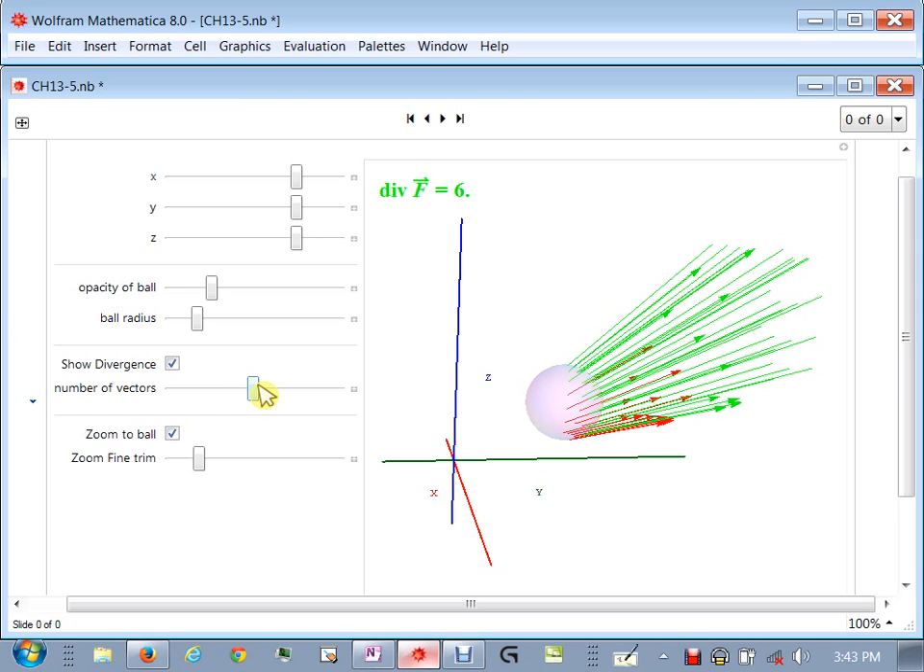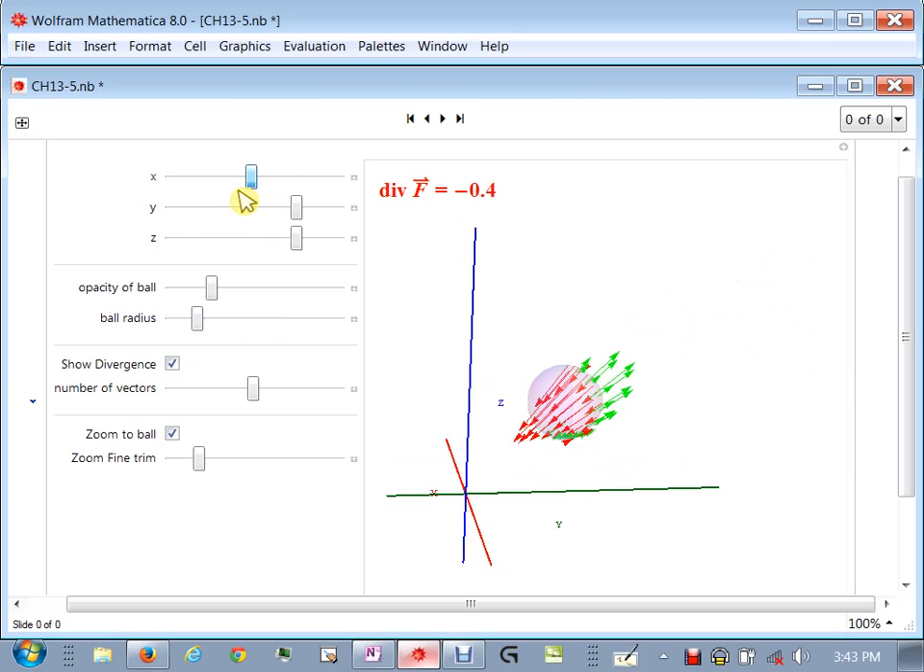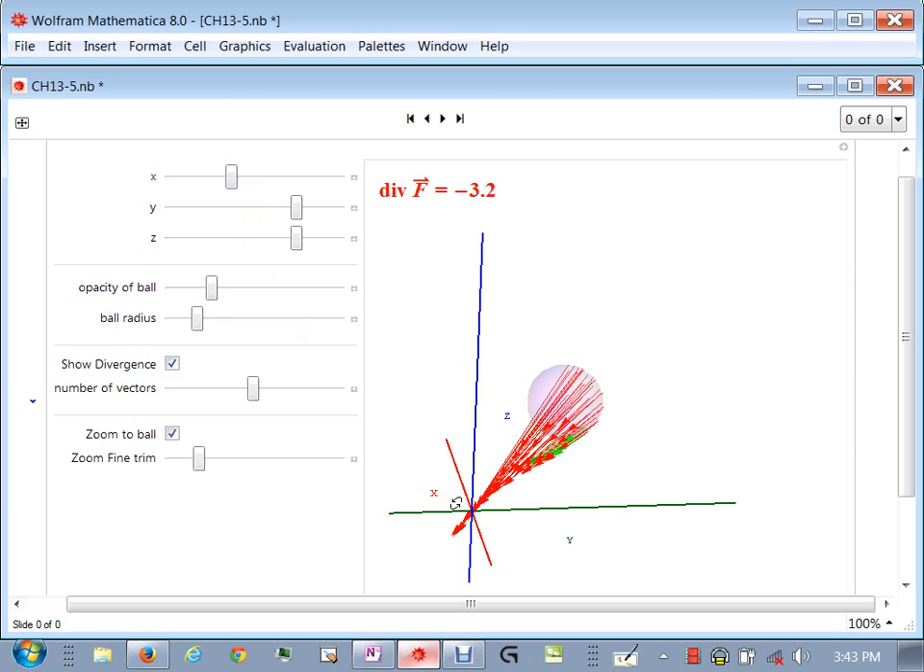Got it? Move it around. Let me see if I can get some negative div here. There we go. So I actually move that ball around in the three-dimensional space. And you can see now I've got more red than green.